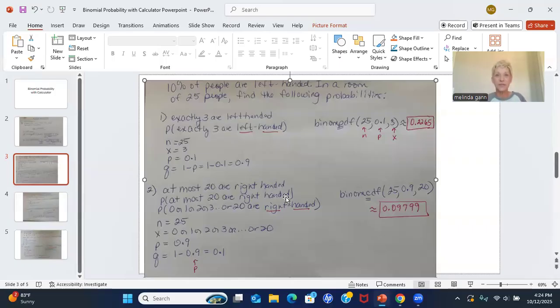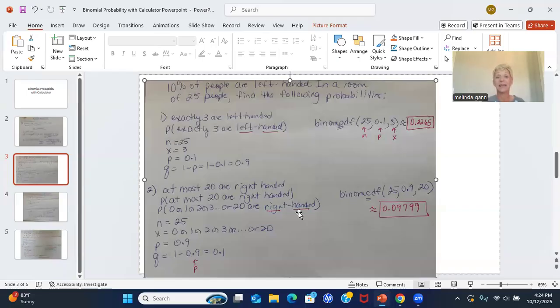Now, you need to be real specific so you don't get lost. So what does at most mean? Remember, at most means that's the max. If that bridge holds at most 2,000 pounds, that means it can't hold any more. It's got to be that number or below. So write down what it literally means. At most 20 literally means 0 or 1 or 2 or 3 or 4 or 5 all the way to 20. 20 would be the highest, of right-handed.